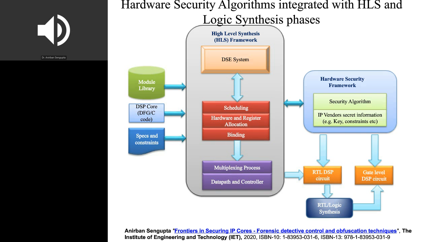However, if you're talking of logic locking, then of course we need to get to the gate level. We can append the IP locking blocks in the RTL design, and then we have to resynthesize it so that at the gate level we find those IP locking blocks all camouflaged with the existing gate level structure. So that's how the interaction between the security framework and the HLS framework happens.